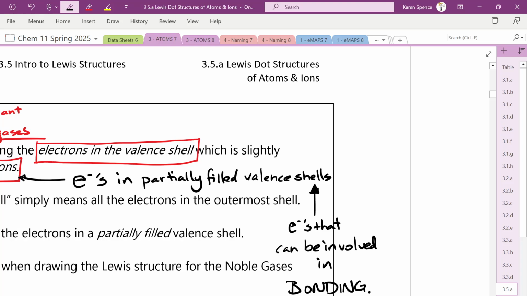Group 13, you have 3 valence electrons. You have 3 electrons in the valence shell. Group 15, you have 5 valence electrons. You have 5 electrons in the valence shell. Same thing. The only place it is different is for the noble gases. Electrons in the valence shell includes electrons in completely filled valence shells.